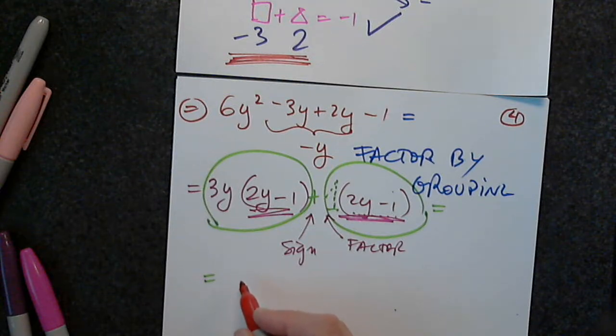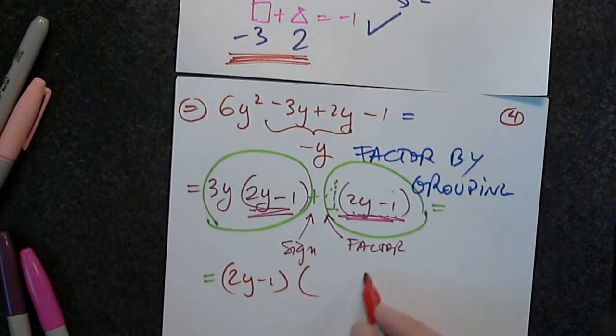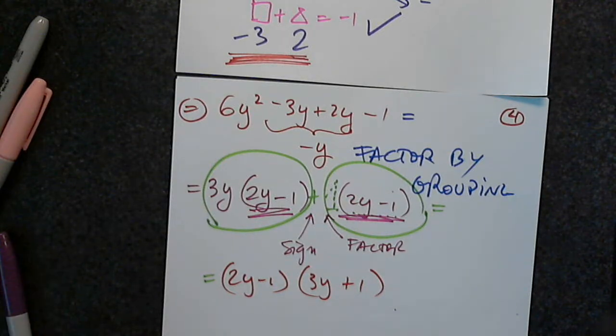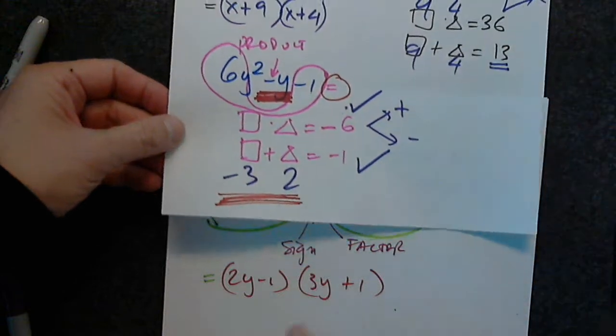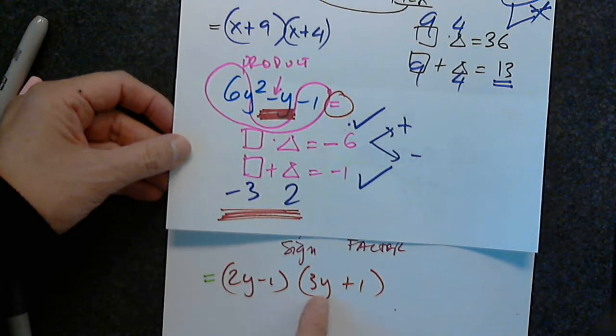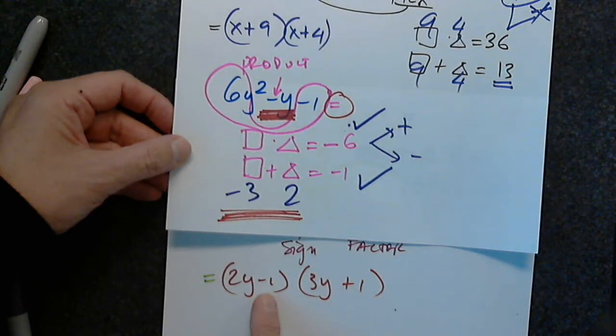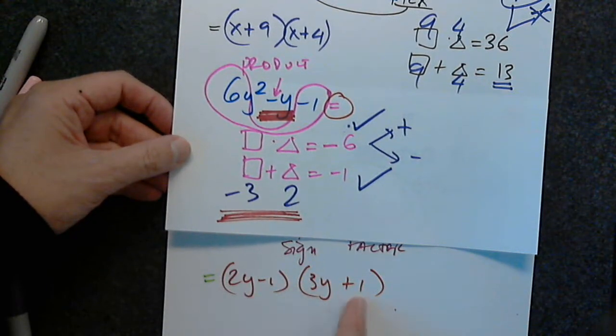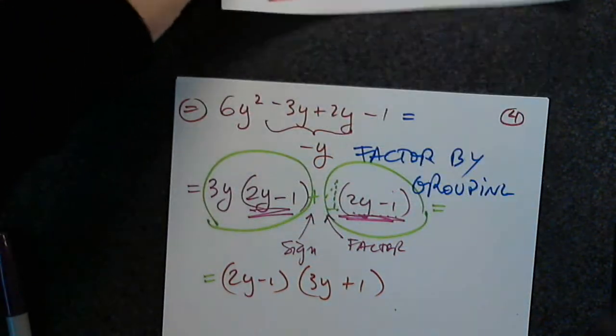Say it again. Of course. What is left in parentheses from the first term? What is left? Plus 1 from the other term, indeed. So I don't believe this. I just want to check. 2y times 3y, 6y squared. Positive 2y minus 3y is negative y, and negative 1 times 1 is negative 1.